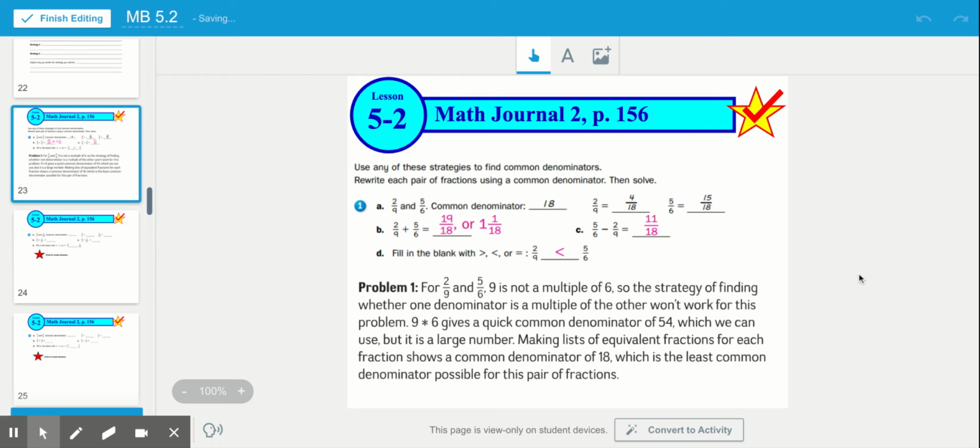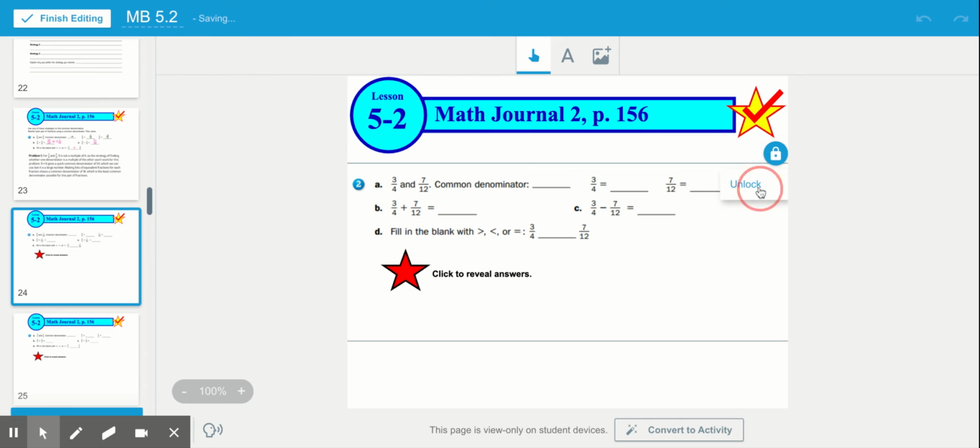So for number 1, you should see that the answer is 19/18 or equivalent, or you could say 1 and 1/18. C is 11/18, and D, 2/9 is less than 5/6. You can pause the video and read this explanation for part 1 if you would like to.